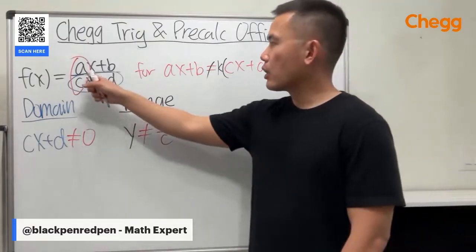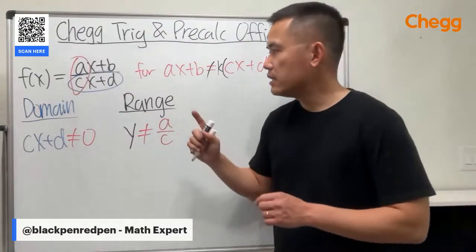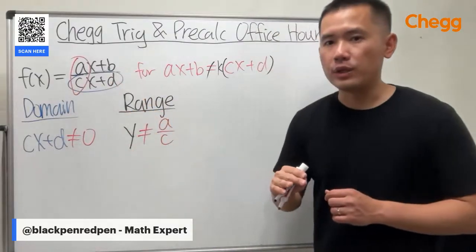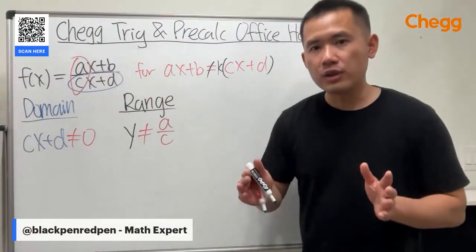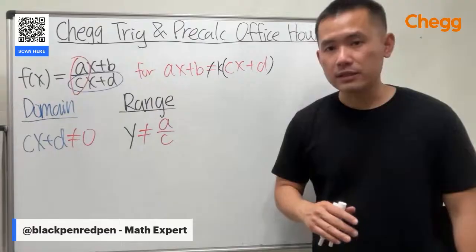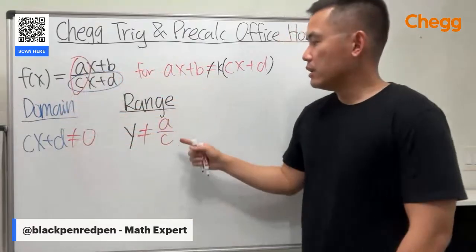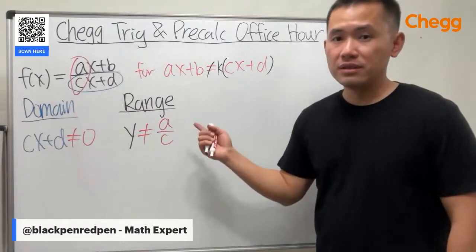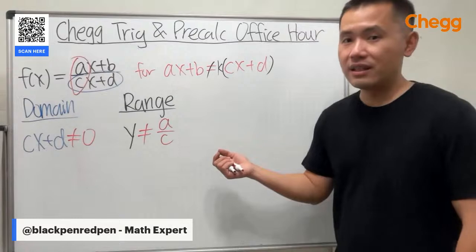In fact, when you have a over c, you get a horizontal asymptote, and the function will not cross the horizontal asymptote for this one. Sometimes a rational function does cross a horizontal asymptote, right? But for this one, when you have a linear over linear, that's pretty much it. This is the range that you have to worry about. This is, as I said, the simple case.